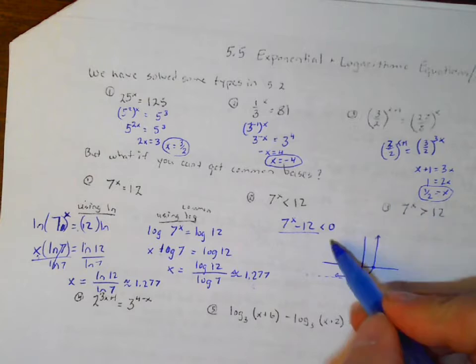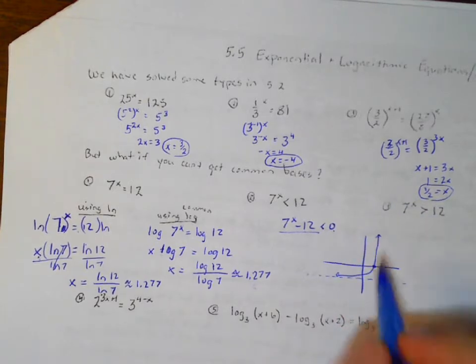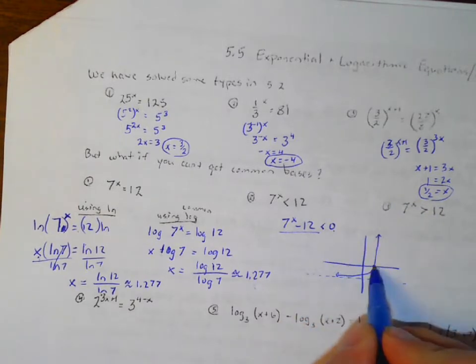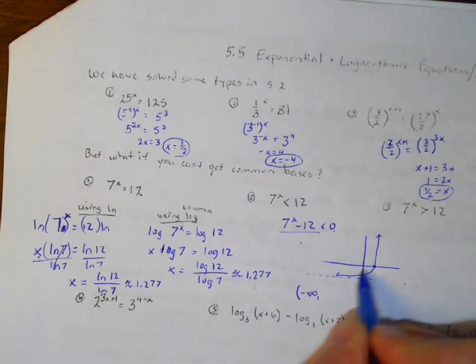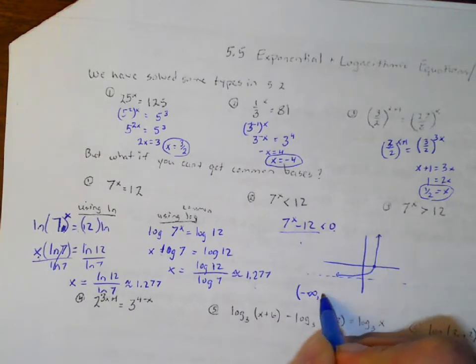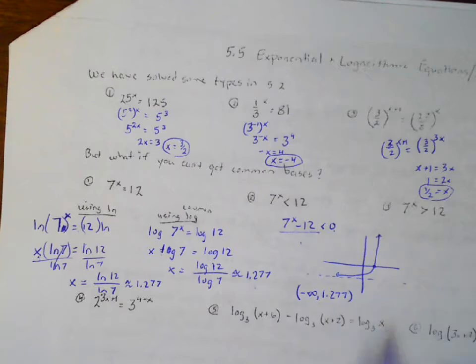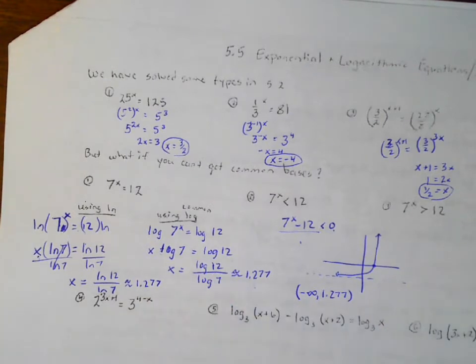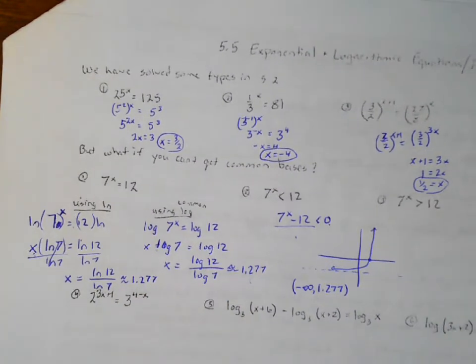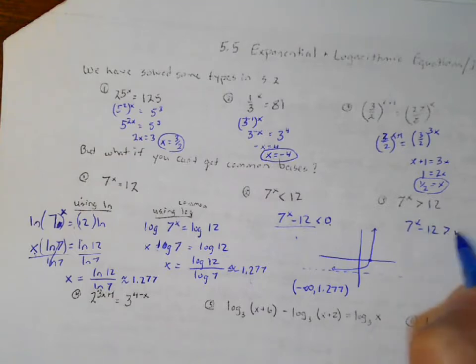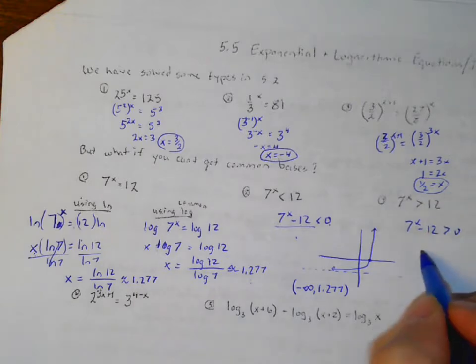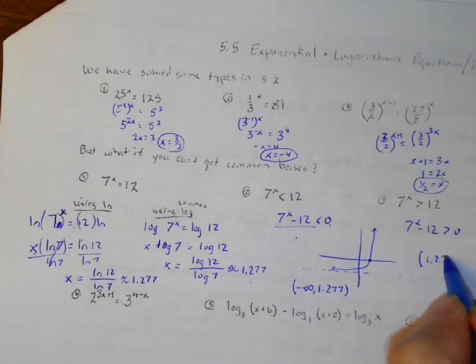Okay, and where is it going to be less than 0? It's going to be less than 0 for all these x's over here, right? So it's going to be for all of my x's from negative infinity up until 1.277. Or if you want exactly, you could say log of 12 over log of 7. Okay, and where is it going to be greater than 0? So if I take this minus 12, where is that going to be greater than 0? Greater than 0 is over here, and it's going to keep going up. So that's basically from your 1.277 through infinity.